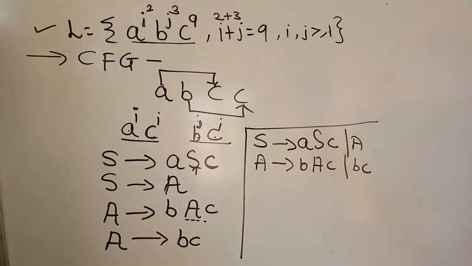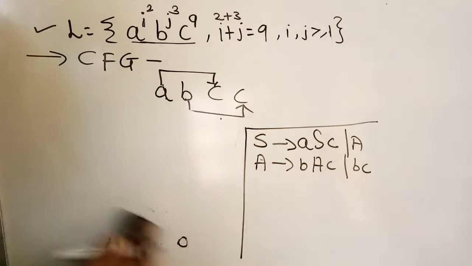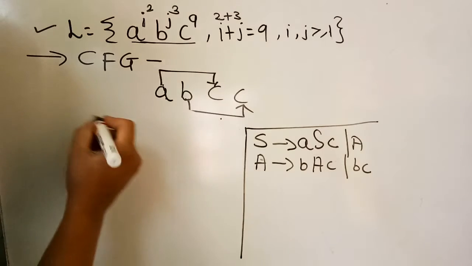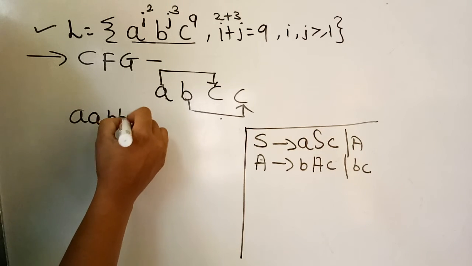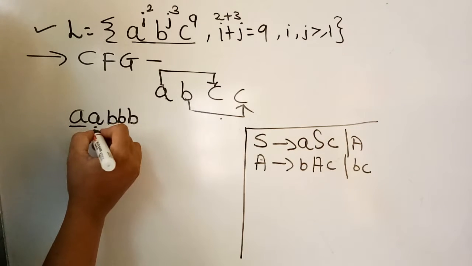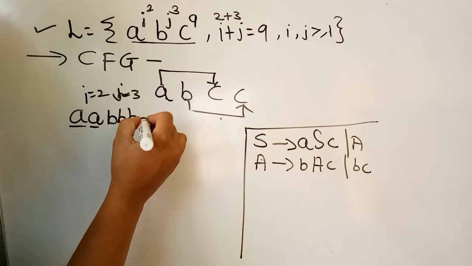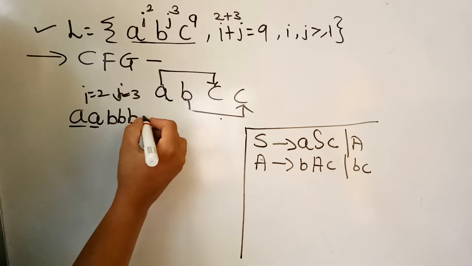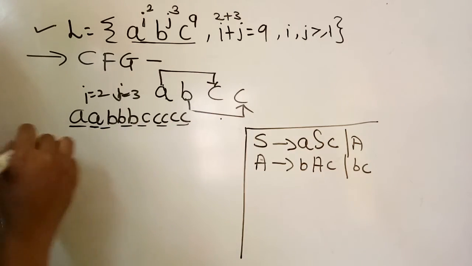Now we will take one example of how to derive a string from this grammar. For example, it is a a b b b. Two times a means i is 2, j is 3, and c will be 2 plus 3, 5 times. So it will be 5 times. How will it be generated?